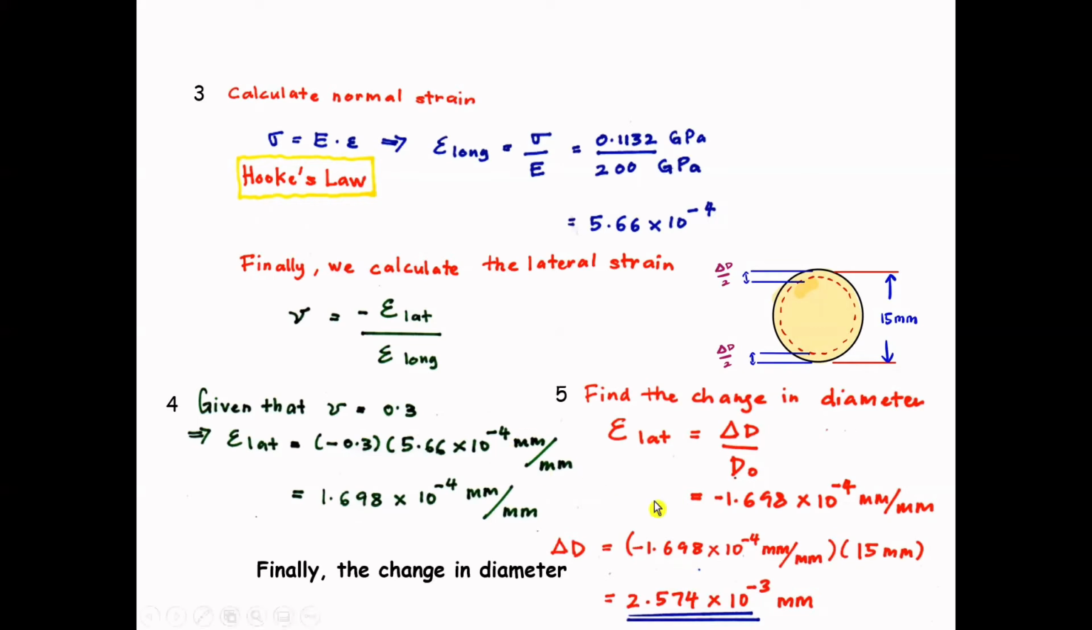Why do we have a negative sign here? Because we pull the rod in tension, so the diameter of the rod will be reduced, or shrink, when we apply a tension force to the rod.